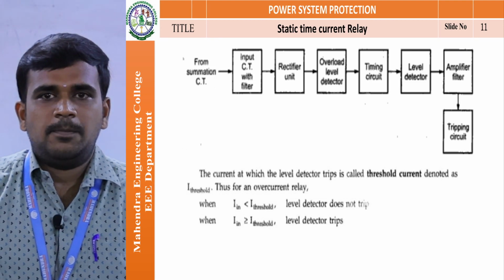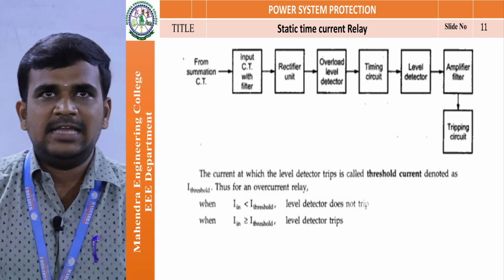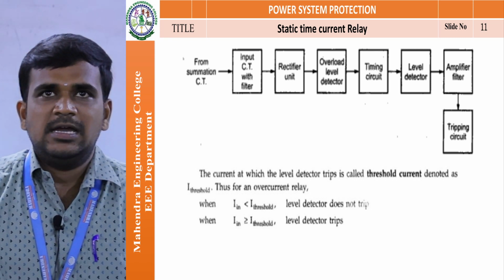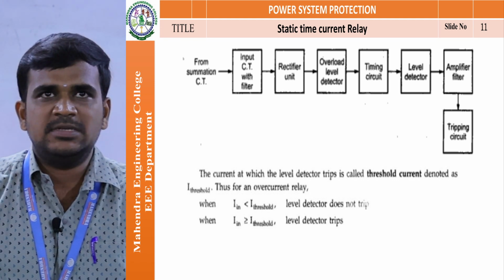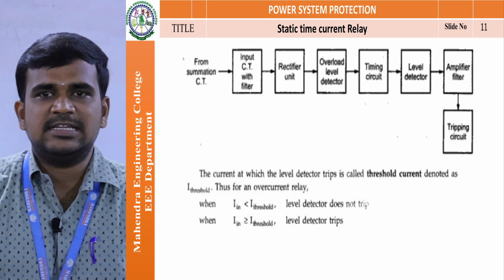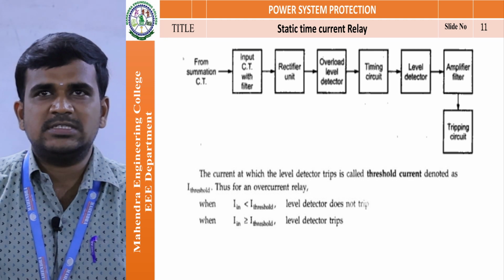This is the first type of static relay, and it is called the static time current relay. This is the block diagram. Here we will discuss it one by one. The major input side block of the diagram is the input CT. CT is nothing but current transformer. Then the second one is the rectifying unit, overload level detector and timing circuits.